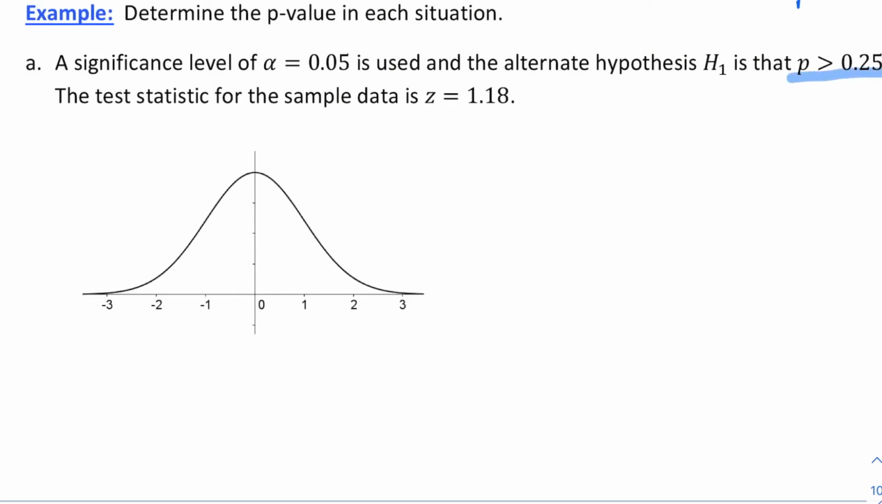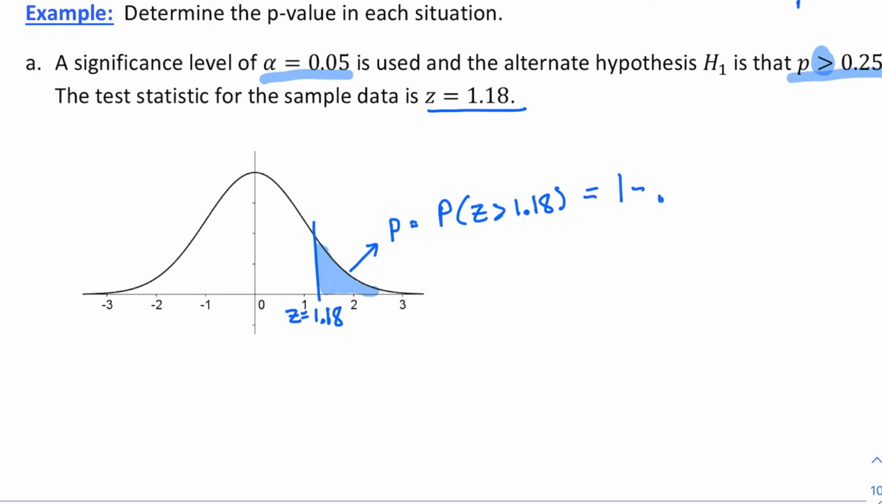So here we've got a significance level, an alternative hypothesis, and a test statistic. So we're going to start with our test statistic, which is z equals 1.18. And then since our alternative hypothesis is p is greater than 0.25, we're going to have the area to the right of that test statistic be our p-value. So if I look at my normal distribution and I find the probability that z is greater than 1.18, I'm going to look at 1.18 on my table and then subtract that probability from 1. I'm going to get a p-value of 0.1190.